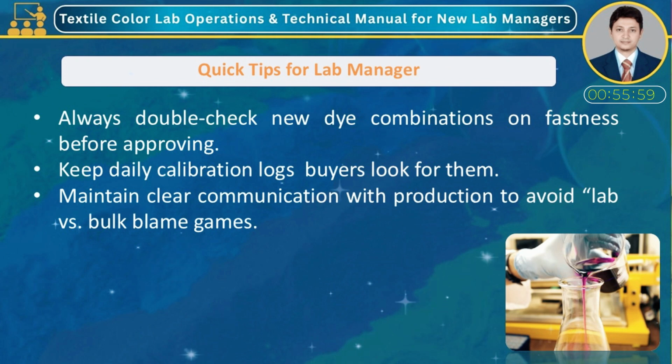Second, make it a habit to maintain and review daily calibration logs. Buyers and auditors often look for these records, and they demonstrate strong control and professionalism in lab operations. Finally, maintain clear and open communication with the production team. This helps avoid the common lab versus bulk blame game and ensures everyone works together toward the same quality goal.